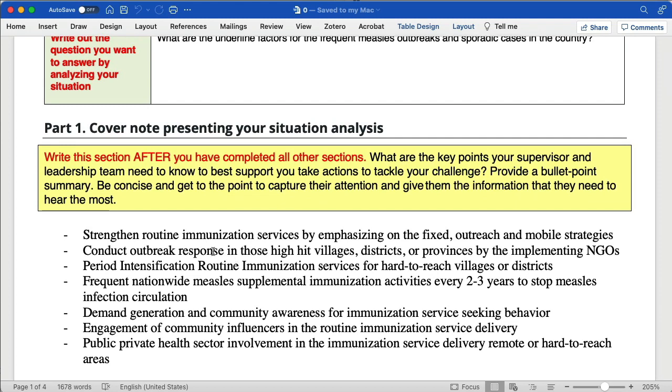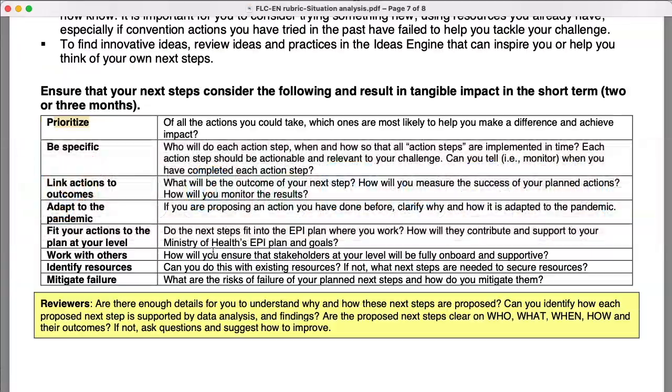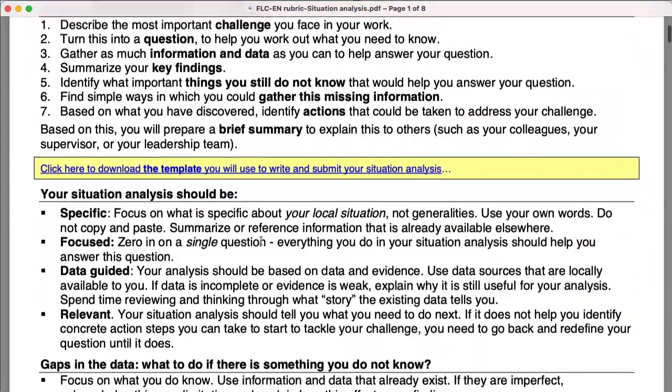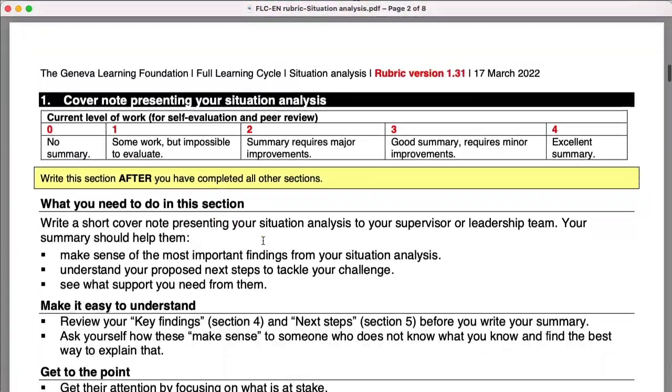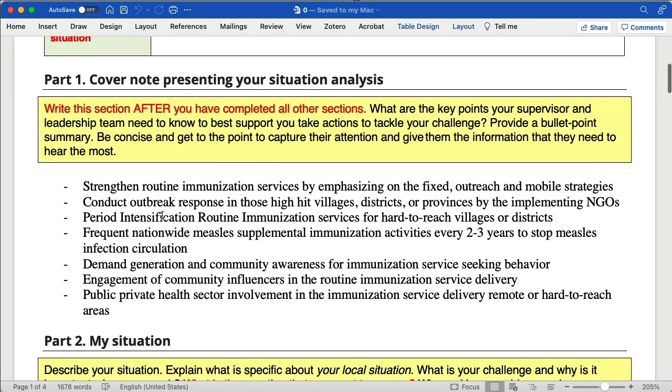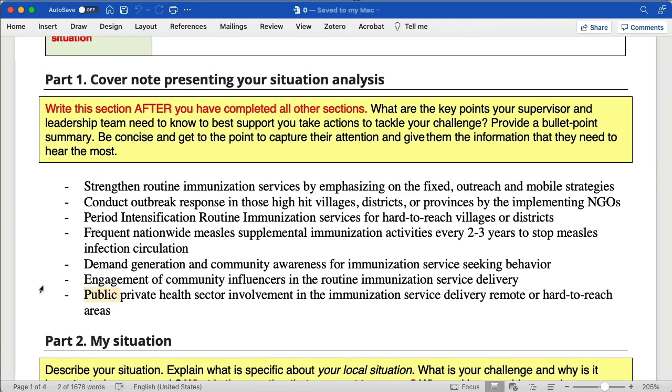And now let's look at the cover note, last but not least. Once you have the overview of what the plan is about and what's in the situation analysis, then you can go back to this. So this is a short note to your supervisor or leadership team, and you want to help them make sense of the most important findings, understand the proposed next steps, and state what support you need. So let's see if this person has done this. I don't see the support needed.